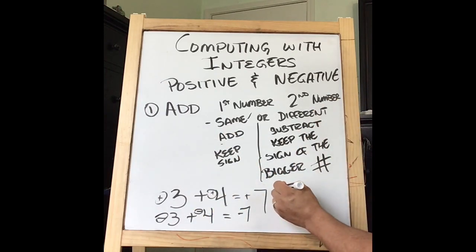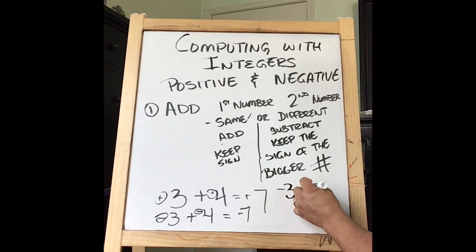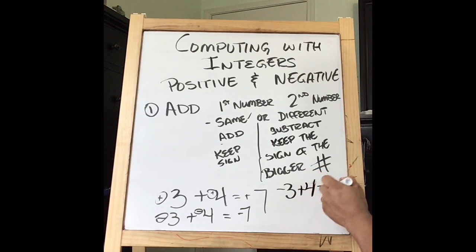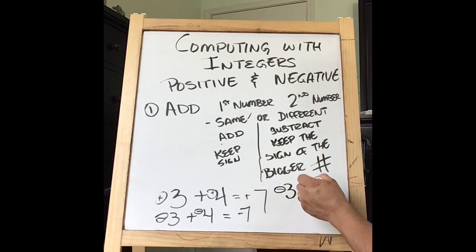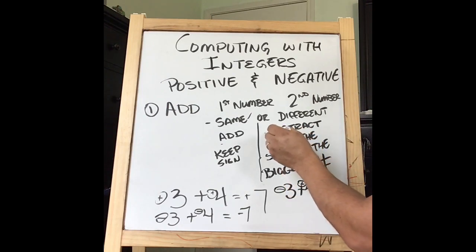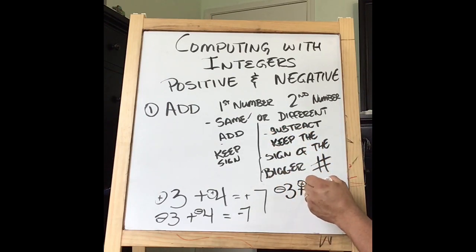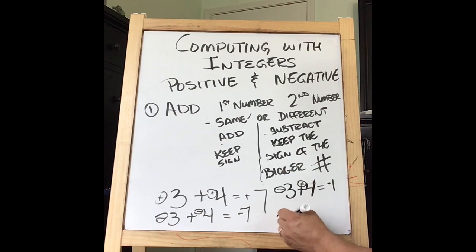Now, if they are different, let's see if this was a negative 3 plus a 4. Let's look at the rules. Are they different? Yes, because that is a negative and that's a positive. So we're going to subtract. So 3 minus 4 or 4 minus 3 is 1. And then we're going to keep the sign of the bigger number. The bigger number was the 4, so the sign of the number 4 is a positive, so my answer is positive 1. Let's look at this backwards.